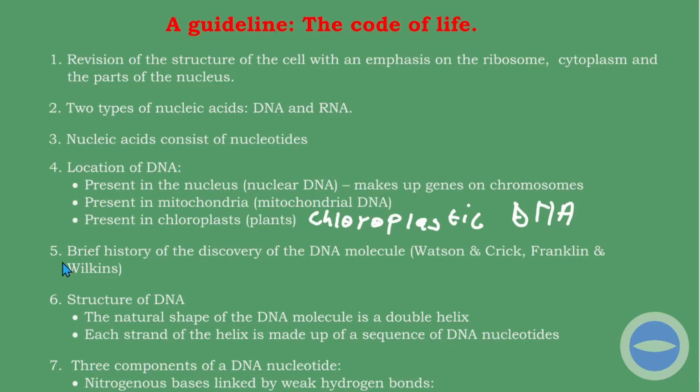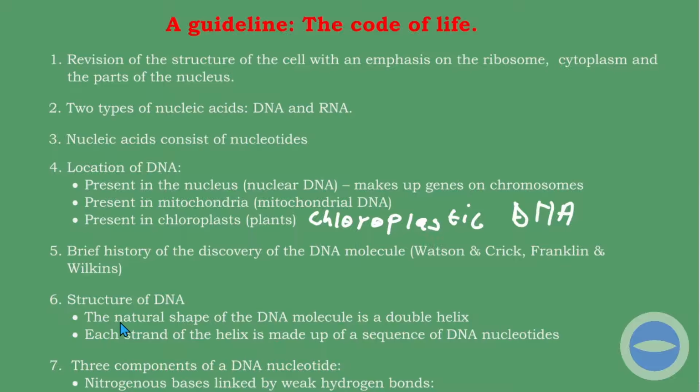And another thing that we must know, like the secret number 5 that the examiner wants us to know, is the brief history of the discovery of the DNA molecule. We must know who discovered the DNA. In any textbook of grade 12 life science, there is a brief history about the discovery of DNA. And then the secret number 6, we must know the structure of the DNA.